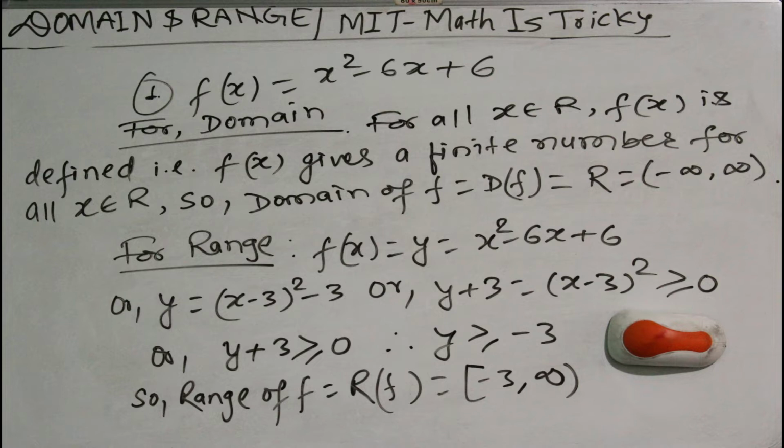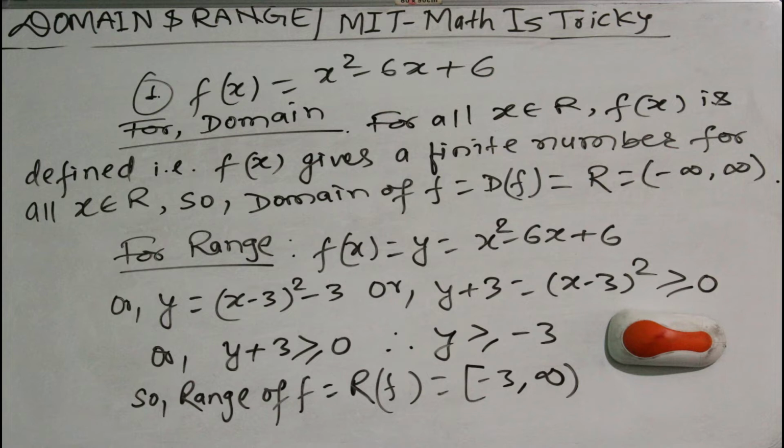Okay, so as we know that domain is all the values of x for which the function will be defined, or for which we'll get definite value of f(x) or fixed value of f(x). So we can easily see that for all x belongs to real numbers, f(x) is defined. That means f(x) gives a definite value or finite number for all x belongs to R. So domain of this function equals the set of real values, that is R, that equals, also we can write here, minus infinity to plus infinity. This is the domain of the function. Now let's move for range of the function.